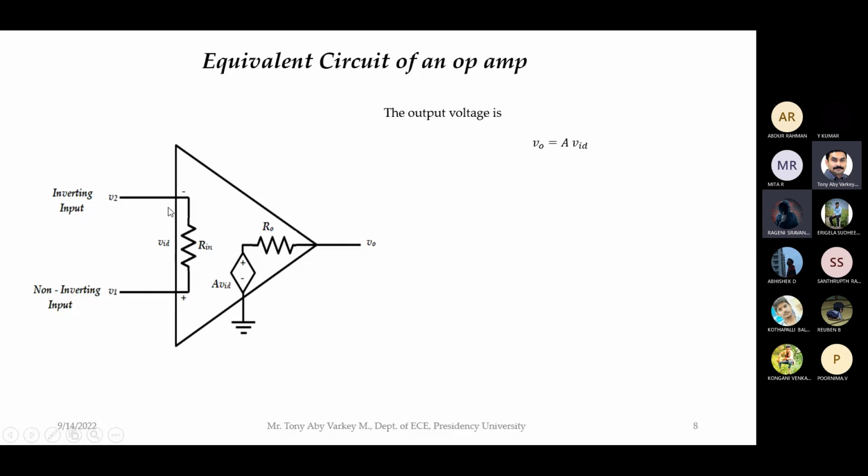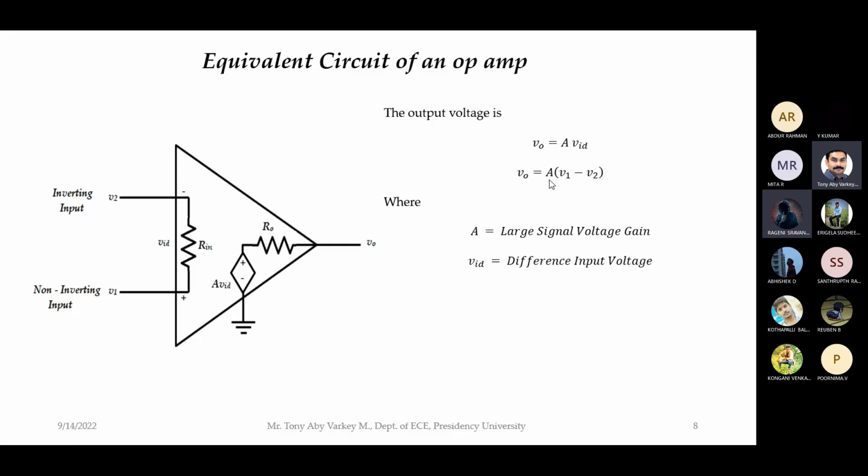Now VID means the voltage difference between these two points, here plus and here minus. So what will be VID in terms of V1 and V2? The voltage here is V1, the voltage here is V2, so the voltage difference is V1 minus V2. So you can write the output voltage as A into (V1 minus V2).